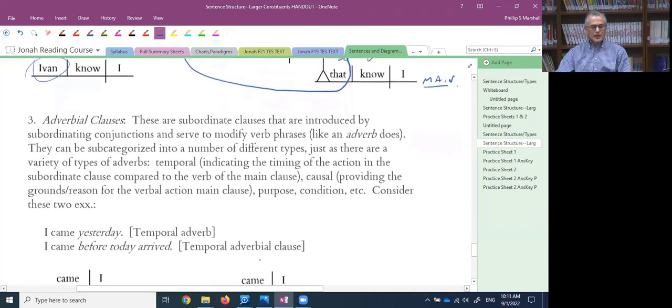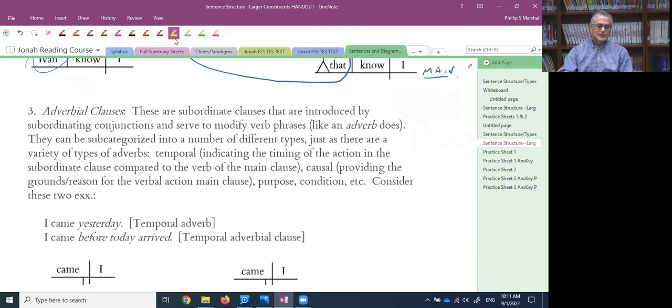Now, adverbial clauses are subordinate clauses as well. Remember, I said that there were basically three types of subordinate or dependent clause. We've looked at adjectival, we've looked at nominal, and now we have adverbial. These are introduced by subordinating conjunctions, and they serve to modify verb phrases. That's what an adverb does. Adverbs modify verbs.